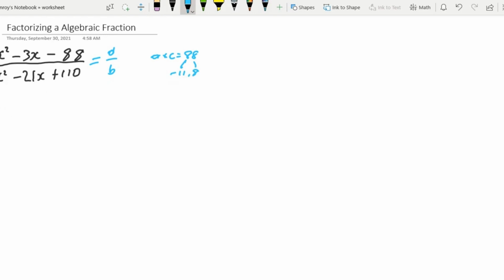So let's apply it. In rewriting it, I'm going to use these factors that we have to replace the b term. x squared minus 11x plus 8x minus 88. Alright, and that is us replacing the b term by these two factors so that we can get two pairs. I'm going to group now.